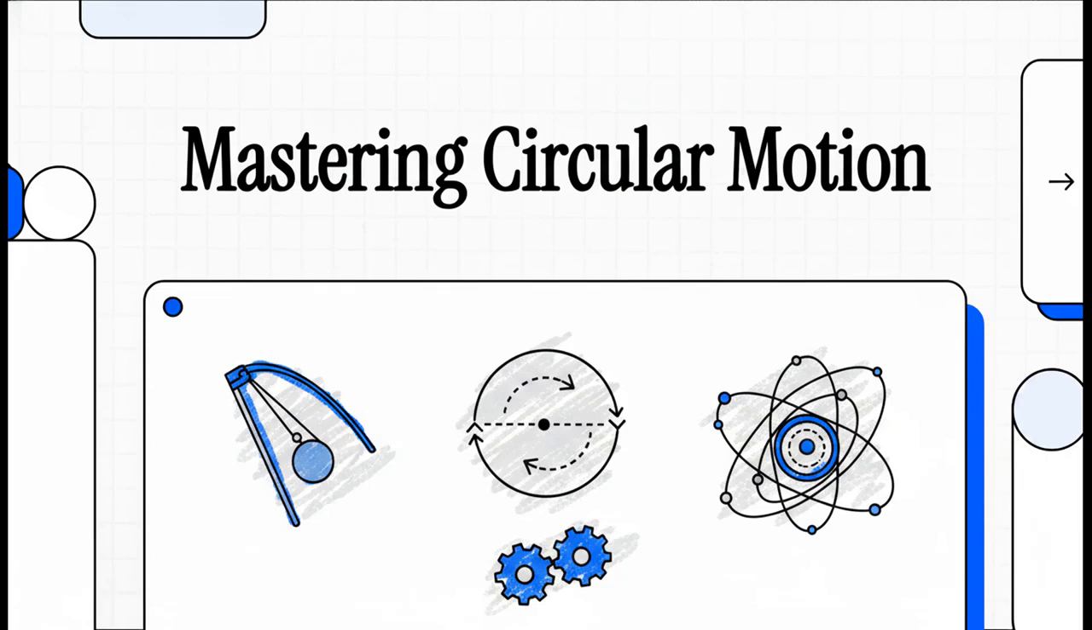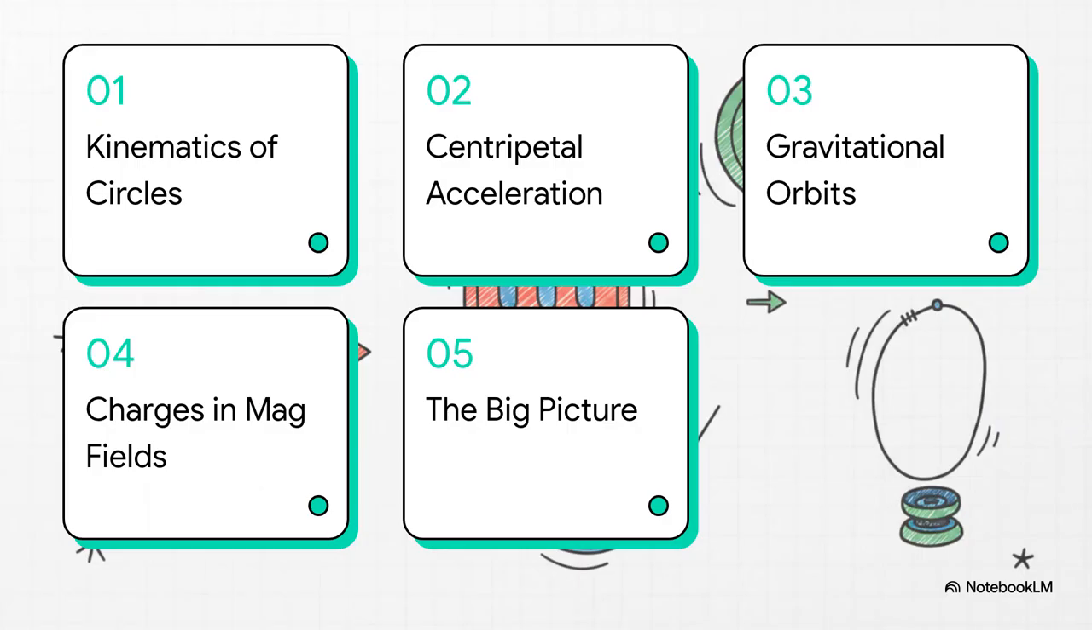Okay, let's dive right into this explainer. Today, we're going to decode the hidden mechanics of the Cambridge A-Level Physics syllabus. Specifically, we're zeroing in on mastering circular motion on this syllabus. We're building this from the bottom up.